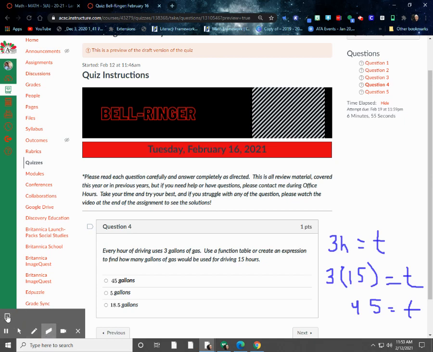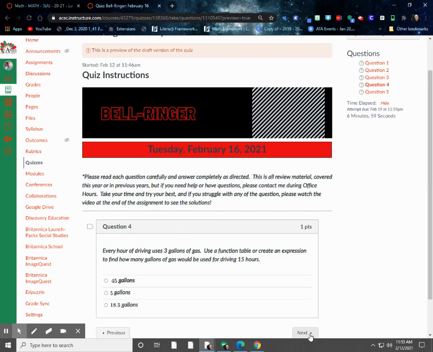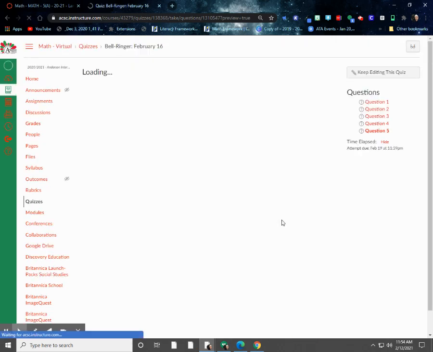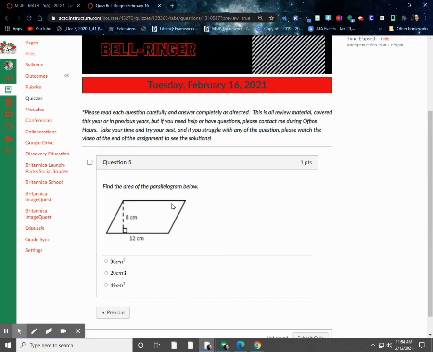And last but not least, question number 5. We've got a little bit of geometry. Here we go. So it says find the area of the parallelogram below. Now, usually to find the area of a parallelogram or a trapezoid, you've got all kinds of strange little equations that we can use. But remember, a parallelogram is just a rectangle that's been messed up.